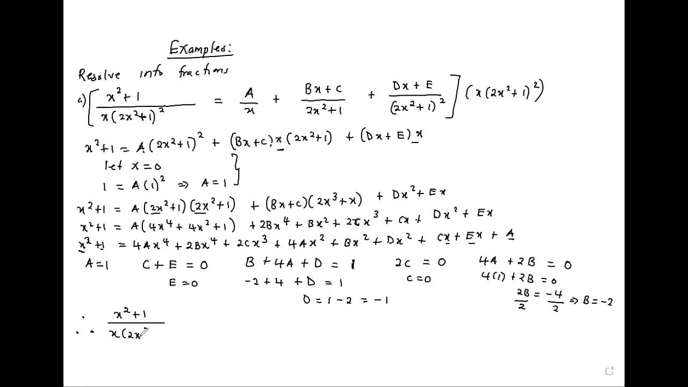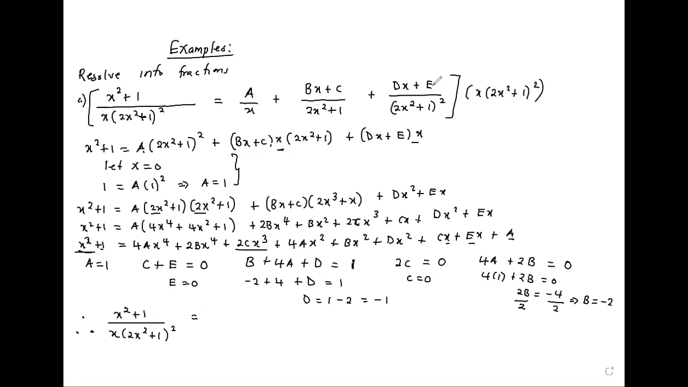Why are you getting the 2c is equal to 0? This one here. 2c x power 3, but there's no x power 3 on the left. So that must be 0. Oh, it's just alone. Yeah. That's alone. It's single x. Lone wolf.